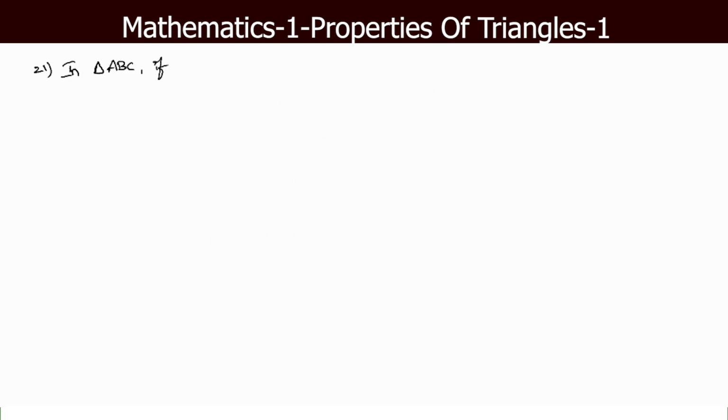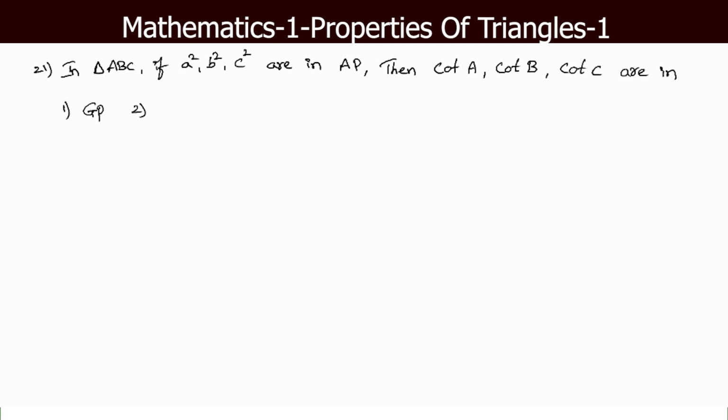21. In triangle ABC, if a square, b square, c square are in AP, then cot A, cot B, cot C are in: 1, geometric progression; 2, arithmetic progression; 3, harmonic progression; 4, arithmetic or geometric progression.